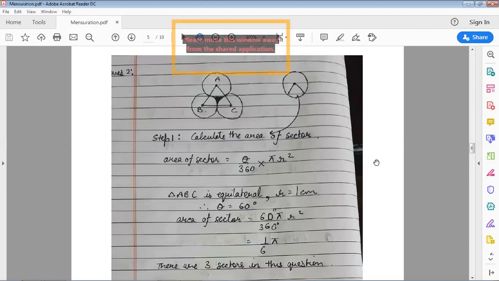And the sector is this: if you extract a sector from that figure, you will get a shape like this. I have drawn it on the right hand side. You can see. So the first step is to calculate the area of the sector. We have a formula for it, which I have written here. The area of a sector is equal to theta upon 360 multiplied by pi r square.